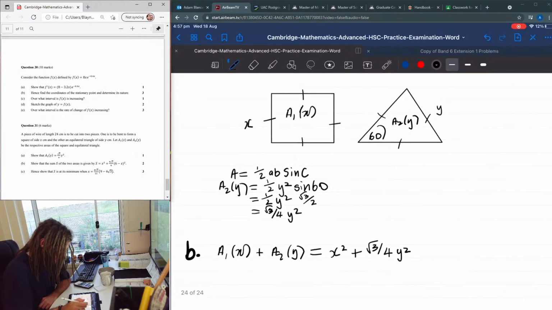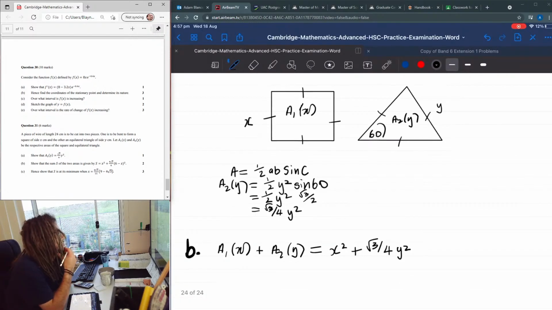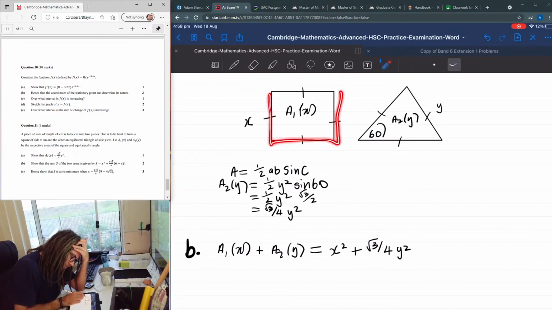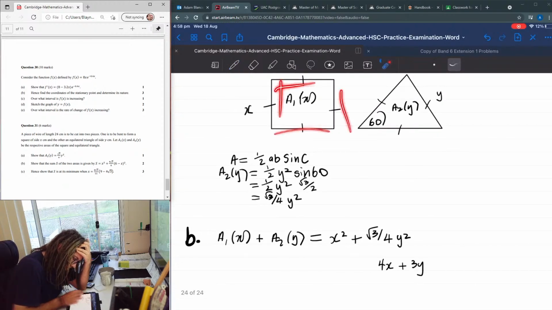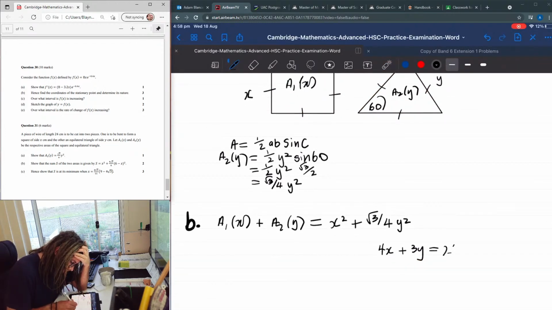So, what am I told about the 2 pieces of string? A piece of wire length 24 is to be cut into 2 pieces. Okay, so I know that that plus that plus that plus that plus that plus that plus that is 24. So I know that 4 x's plus 3 y's. So that plus that plus that plus that is this. That plus that plus that is this. I know that that's equal to 24.